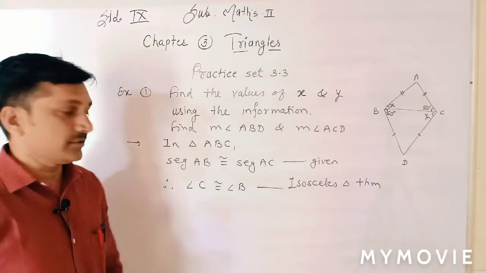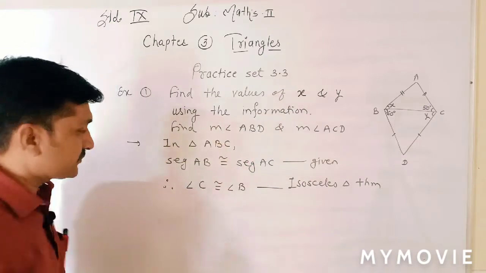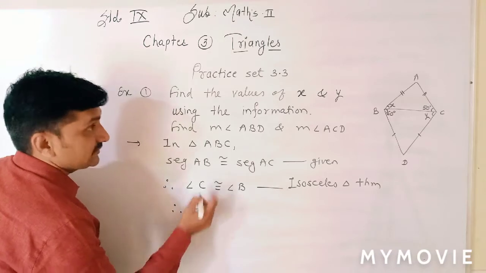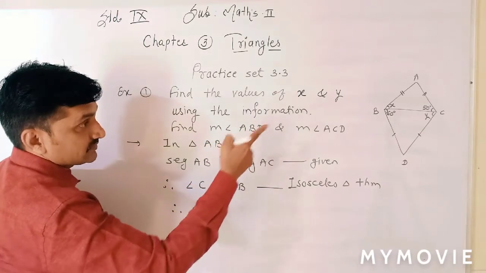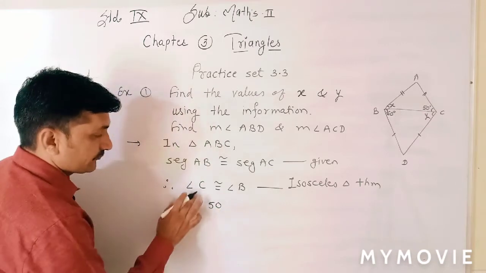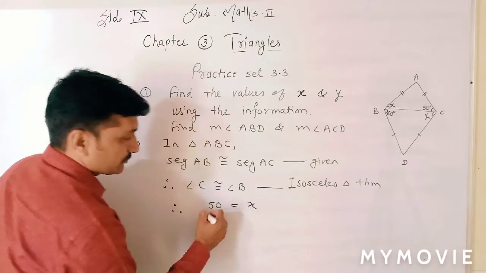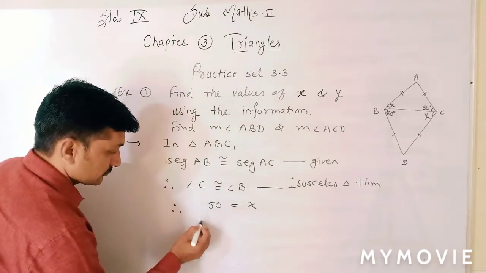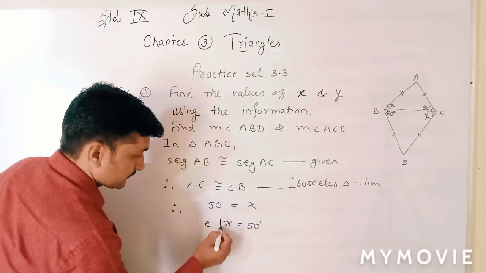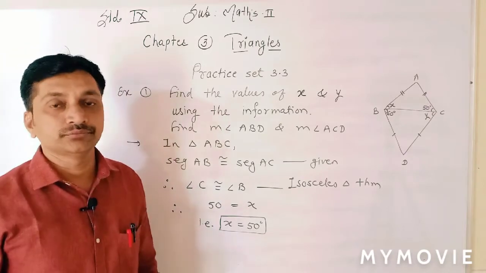By the isosceles triangle theorem, the angles are congruent, and angle C we know is 50 degrees. Therefore angle C is 50 degrees, and angle B is x. So 50 is equal to x, that is, x is equal to 50 degrees. We got the first value.